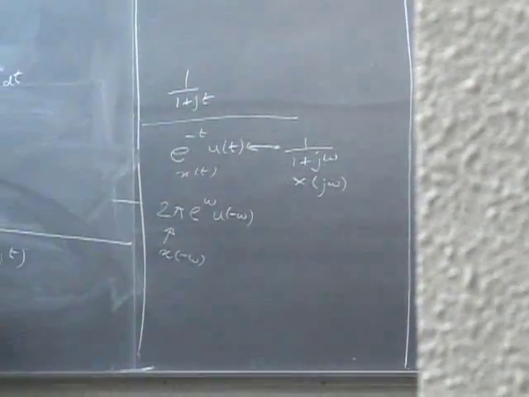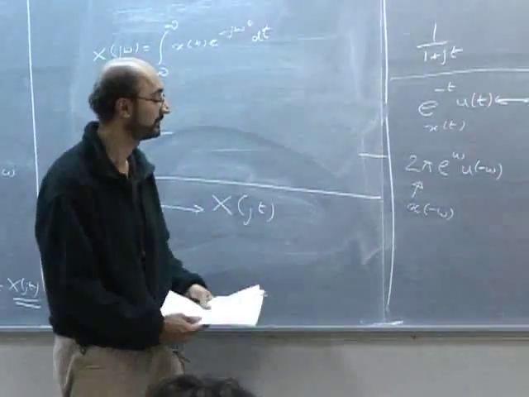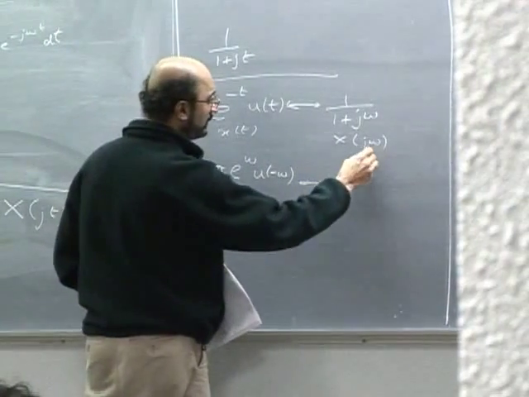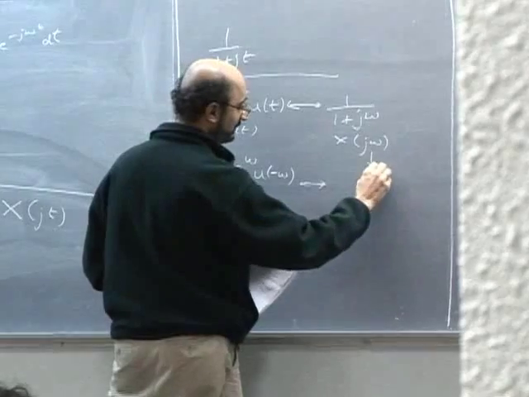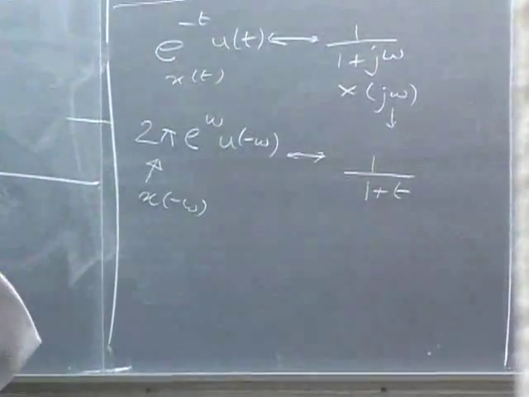I'm replacing basically wherever I have t, I replace with the value minus omega, so I get this 2 pi e to omega e to minus omega. And then over here, wherever I see j omega, I want to replace that with t, so this should be 1 plus 1 over 1 plus t, okay?